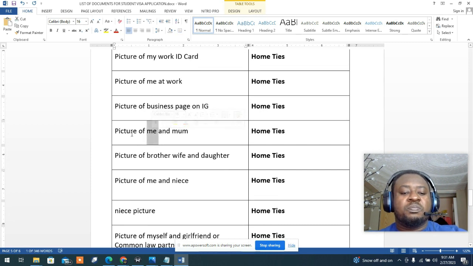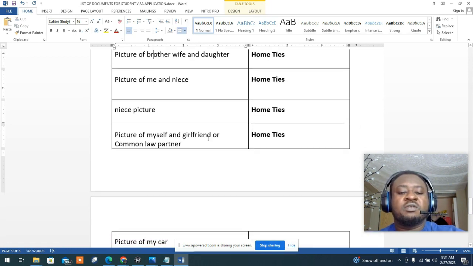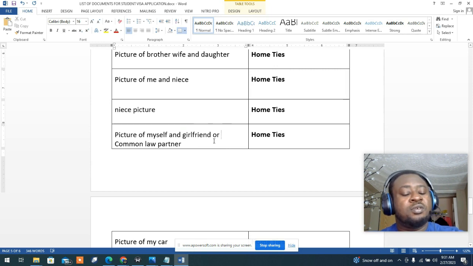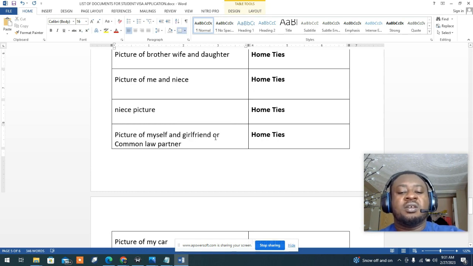So your picture with your mom, your brother, you have a daughter or a child, you can include that. Pictures of you and your niece, then pictures of yourself and your girlfriend, your boyfriend, your common law partner. What we mean by common law partner is, assuming you are not legally married, but a lady is staying with you. It's common in Nigeria. A lady is staying with you, and you have not officially married, but she has given birth and she's staying with you. You have been living together for more than 1 year. So in the eyes of the law, you are common law partners.